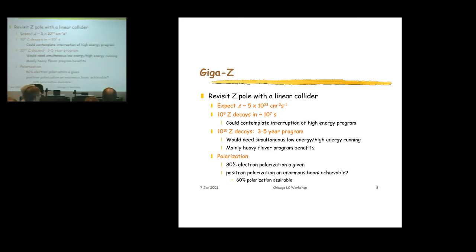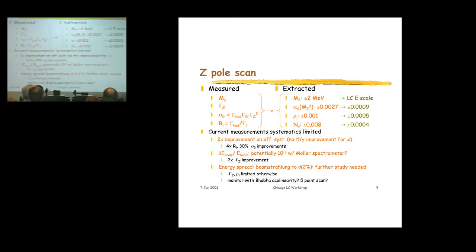For this program, in terms of polarization, certainly the 80% electron polarization is a given. But this is where positron polarization, as we'll see, will be an enormous boon. And there's a real question still of whether that's achievable. If it is, certainly something like 60% polarization would be quite desirable. I'll start off by mentioning what we could do at a Z-pole scan.